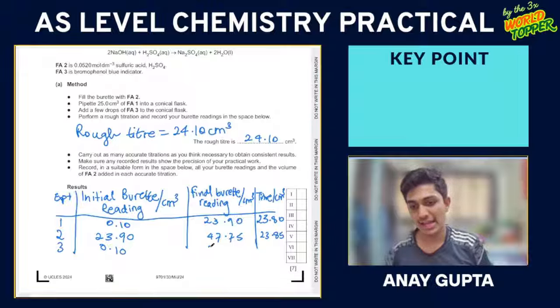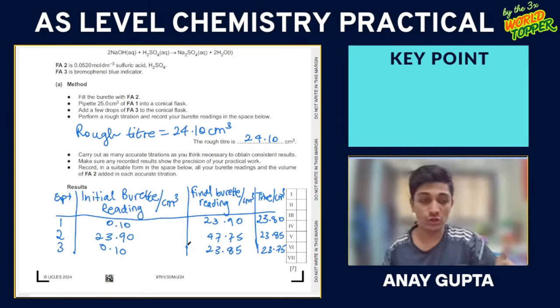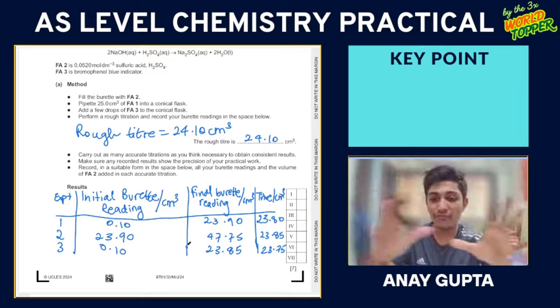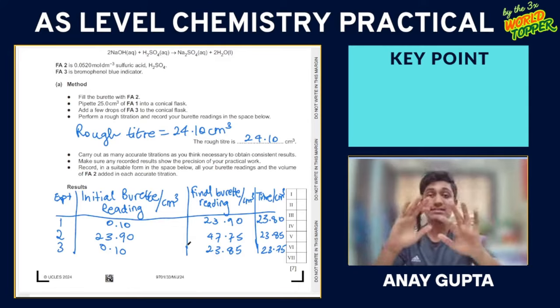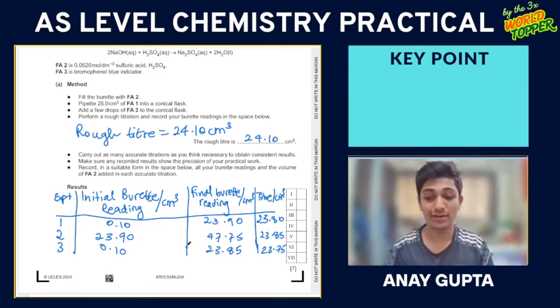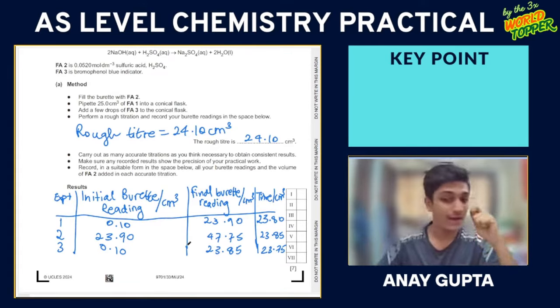23.10, and this time I stop at 23.85. So my titer is 23.75. Now all of these three readings are concordant because the range of the readings, the difference between the highest reading and the lowest reading, is just 0.1 centimeter cube, correct? So they are concordant, they are all acceptable values.